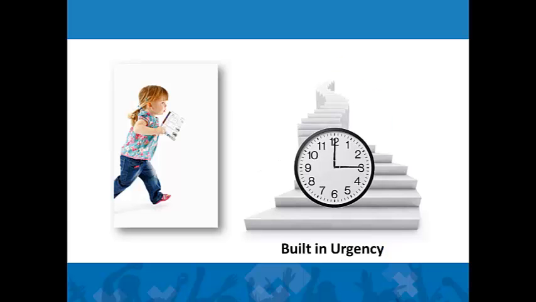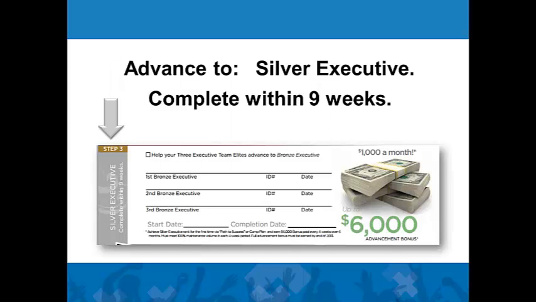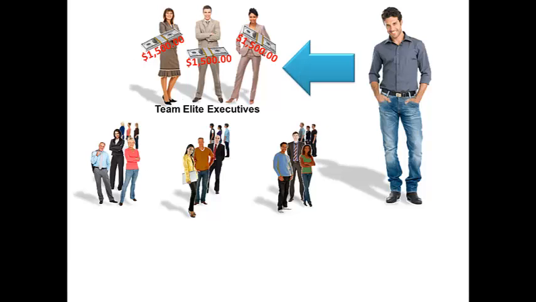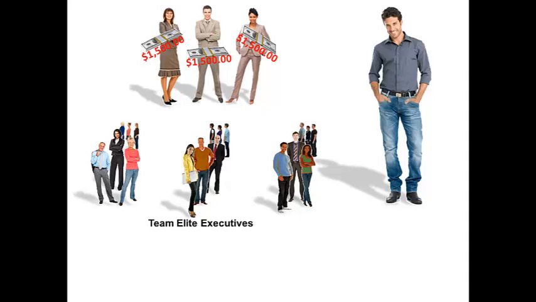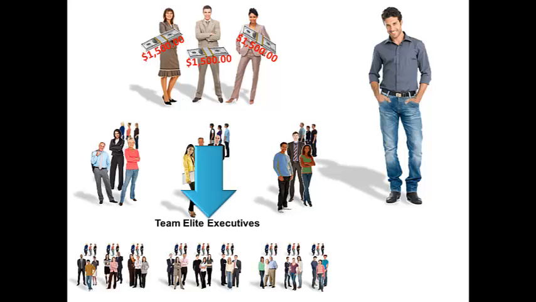That urgency keeps going, though, because you need to get to silver executive within 9 weeks of your start date. Here's how you do that. You're going to work with those new Team Elite executives that you've helped to reach that rank to help them to work with their business builders to become Team Elite executives themselves. So how are they going to do that? They're going to use the Make More Change form to find 3 preferred customers and 3 business builders each.